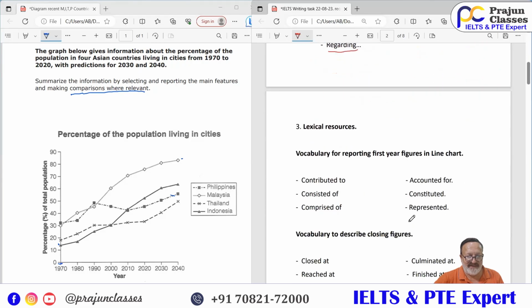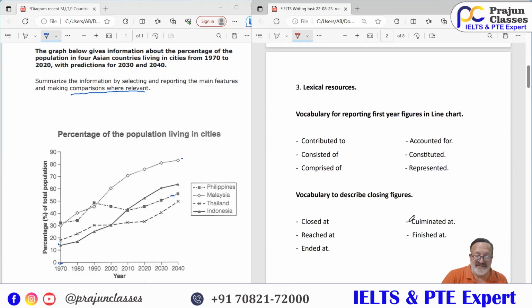Now let's come to lexical resources. So lexical resources is the third parameter. This basically means vocabulary.